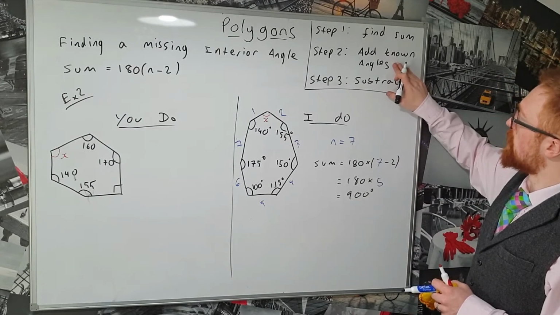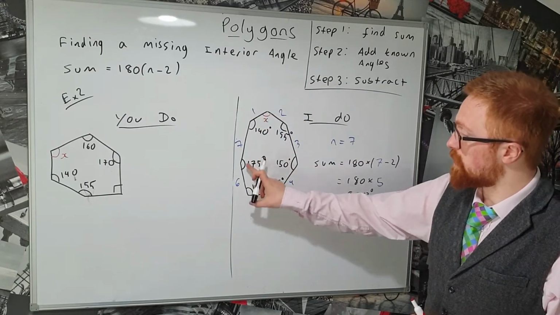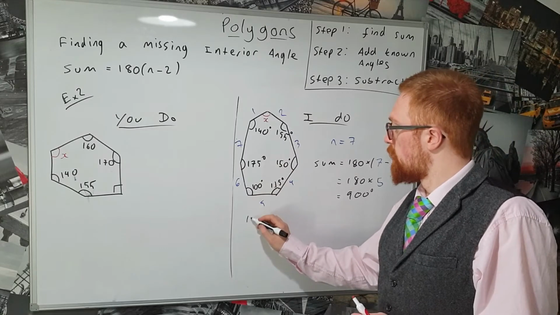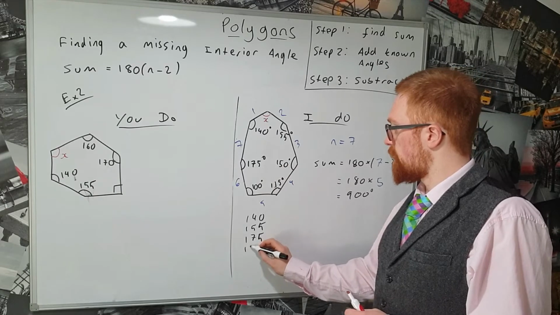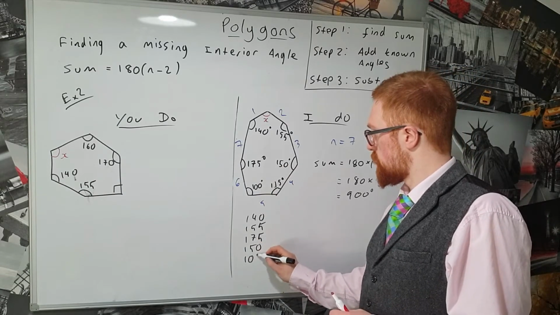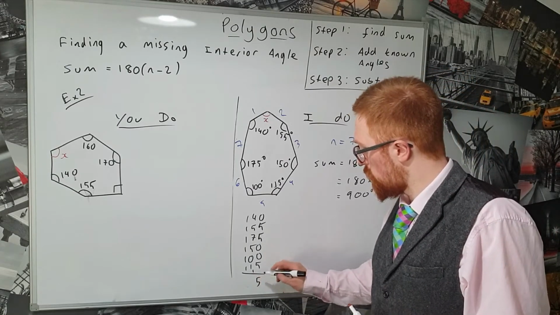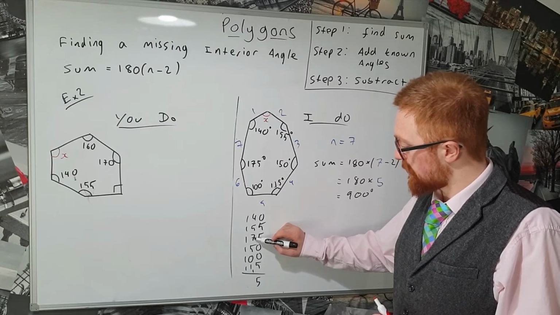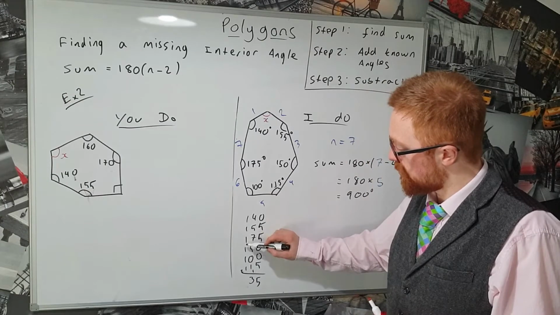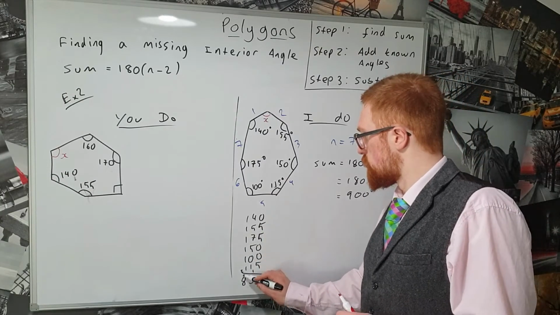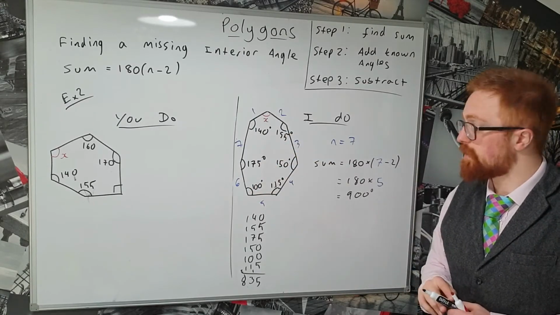So our second step is to add up the angles that we know. So all 7 angles need to add up to 900. We need to work out what these 6 angles add up to. So 140, 155, 175, 150, and then the bottom 2, 100 and 115. Let's add those up. 5 plus 5 plus 5 is 15, carry the 1. 4 plus 5 is 9, 16, 21, 22, 23, carry the 2. 1, 2, 3, 4, 5, 6, 7, 835. So these 6 angles add up to 835.